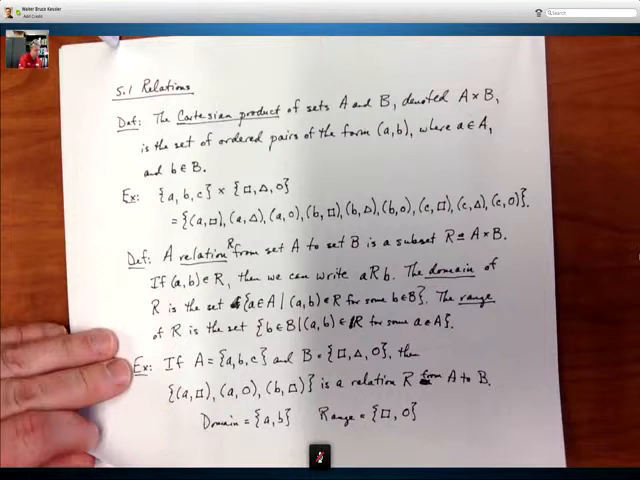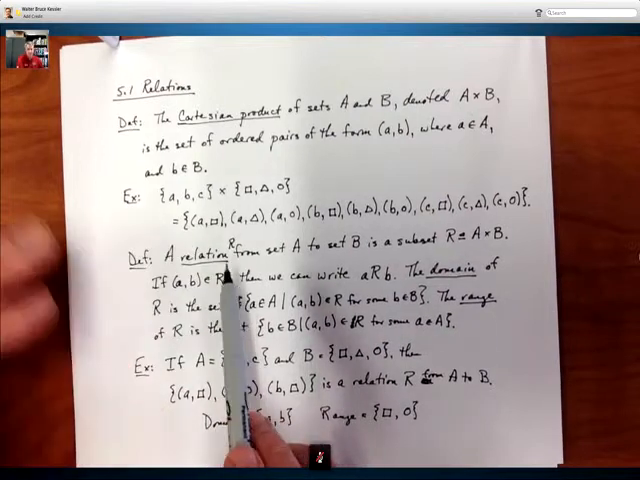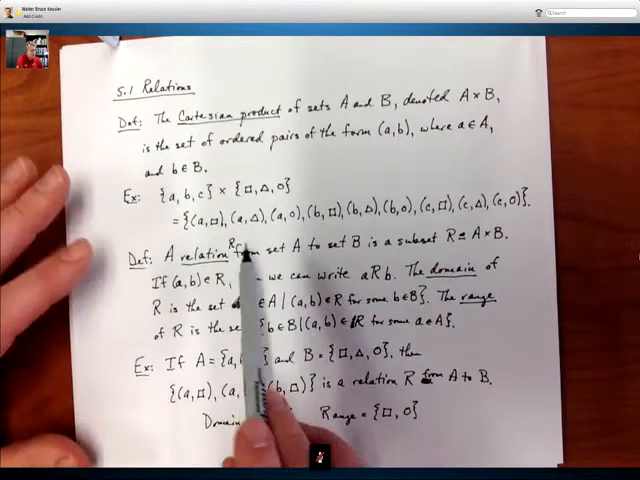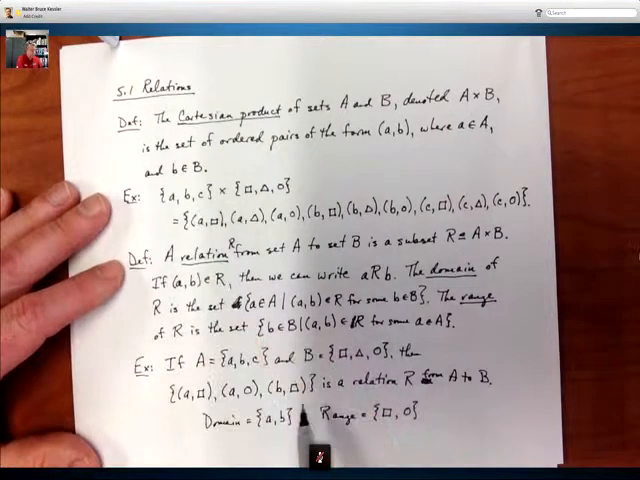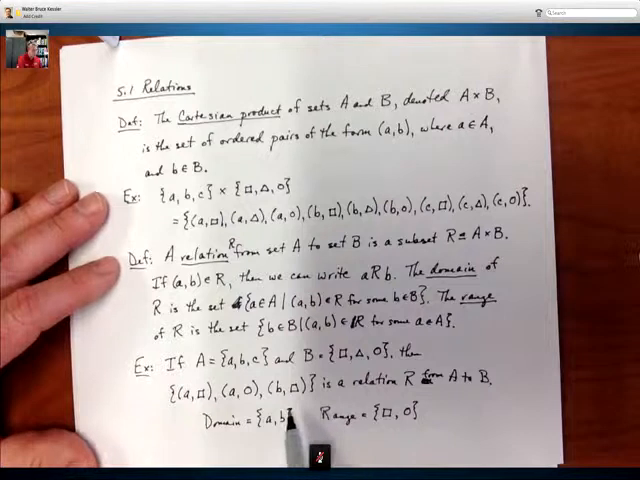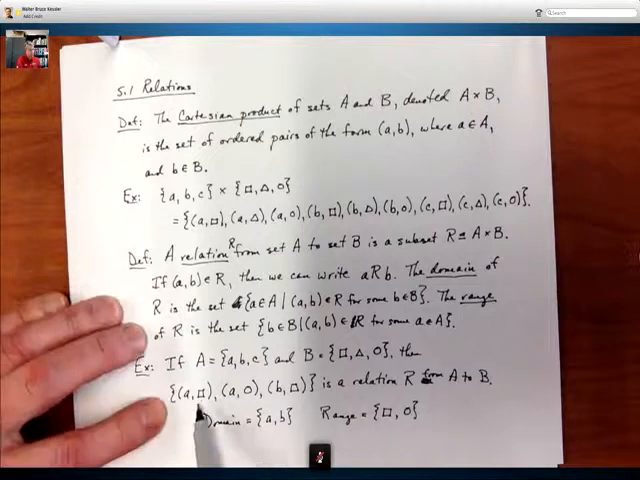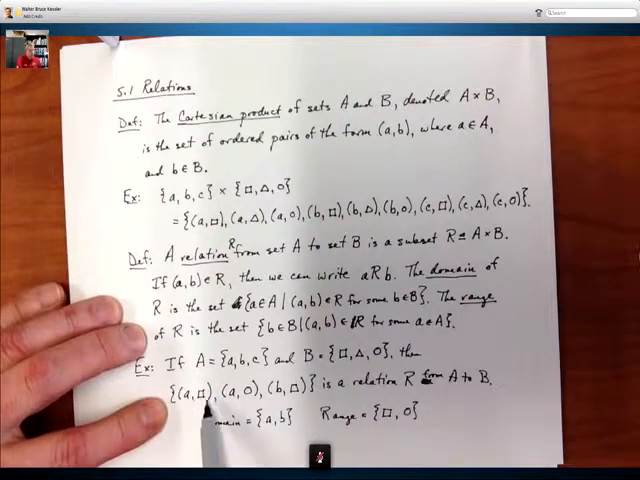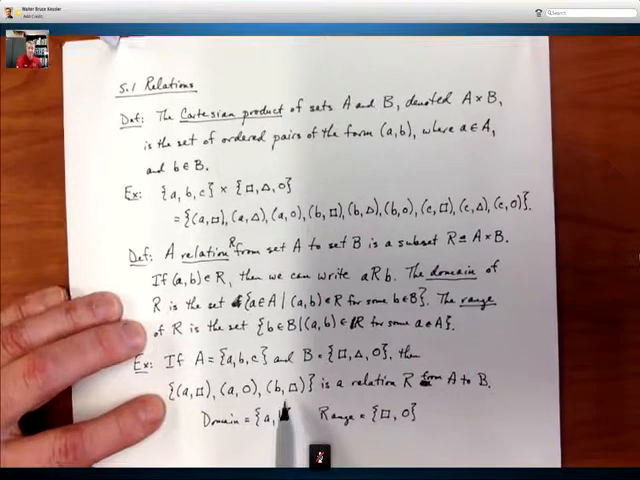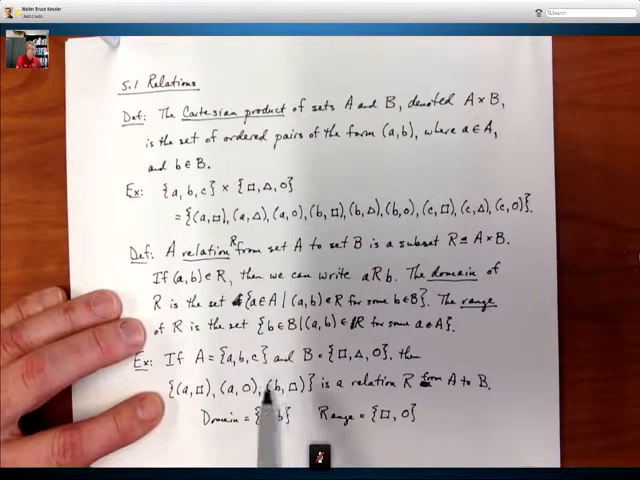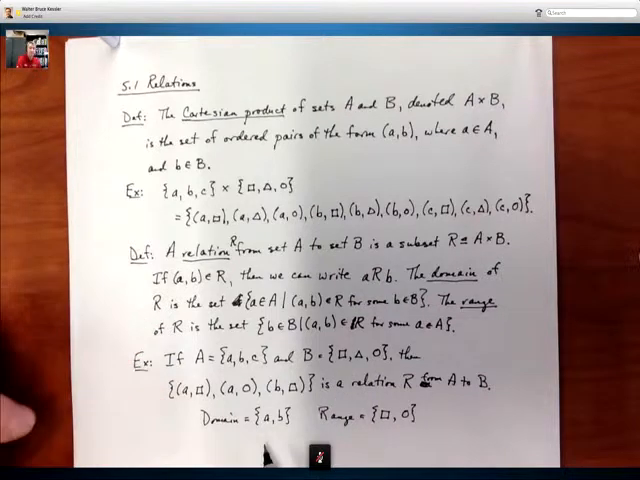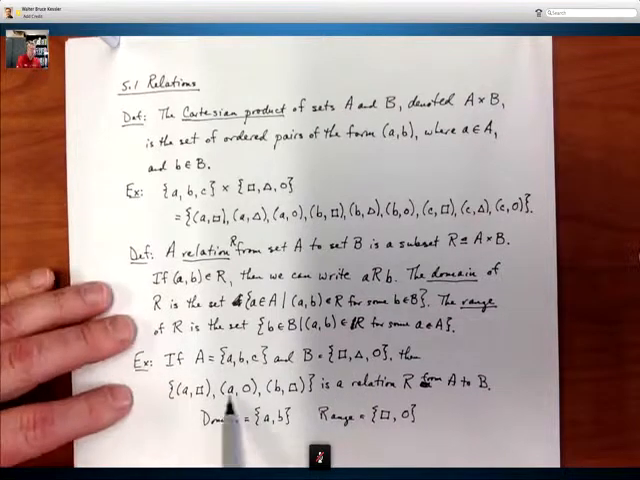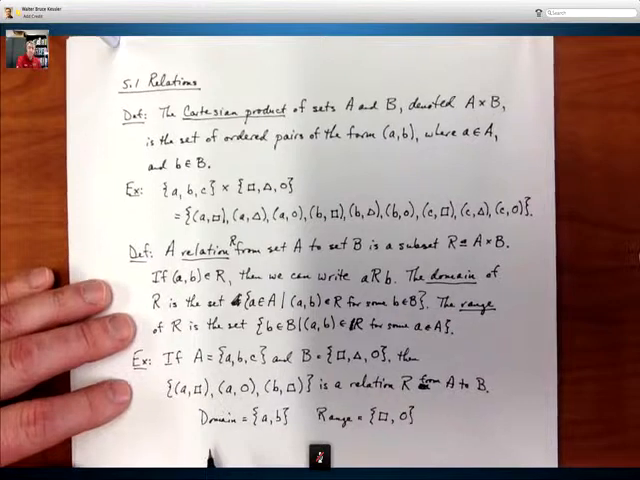But the thing I was harping on is if we can talk about relations that are the same, it has to be more than just having the same domain and range. You've got to have exactly the same ordered pairs in the relation. Just because A and B are used again doesn't mean we'll get the same relation. We've got to get exactly these ordered pairs.